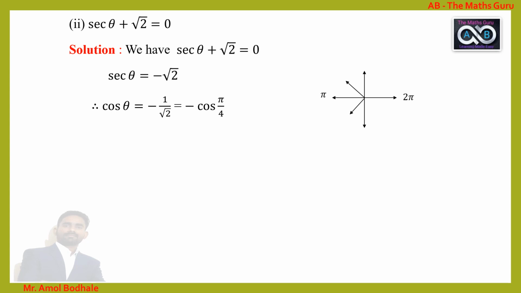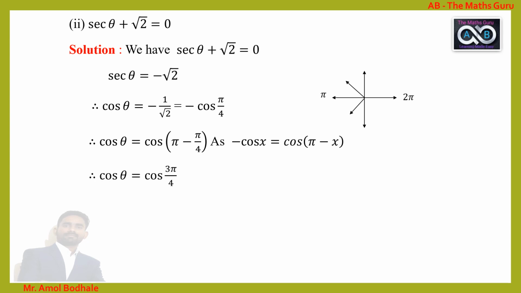So minus cos of theta can be written as cos of pi minus theta. Therefore minus cos x can be written as cos of pi minus x. So cos theta as it is, and we replace this minus cos pi by 4 by cos of pi minus pi by 4. Therefore cos theta equals cos of pi minus pi by 4, which will be 3 pi by 4.